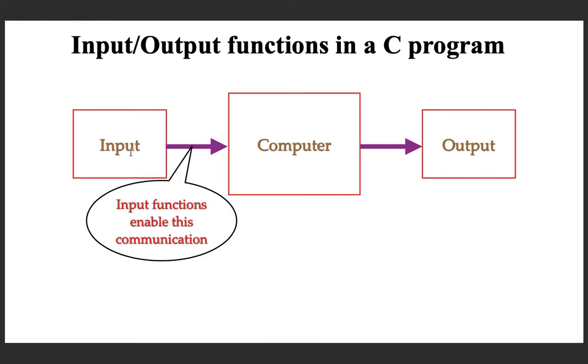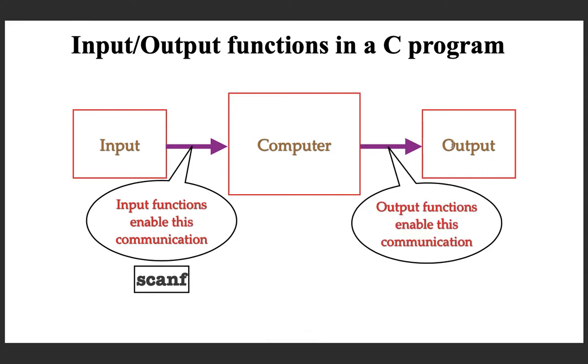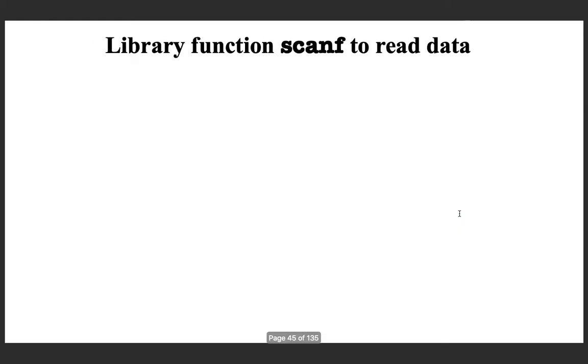And the communication between input device and computer is enabled in the C program by providing what are called input functions in the C library. Example input function is scanf. The communication between the computer and an output device is enabled in the C program by built-in functions known as output functions. Example, printf. These are the two functions that we are going to learn in this lecture.